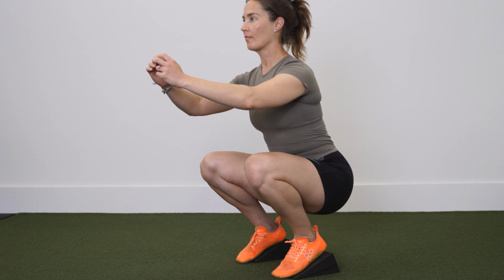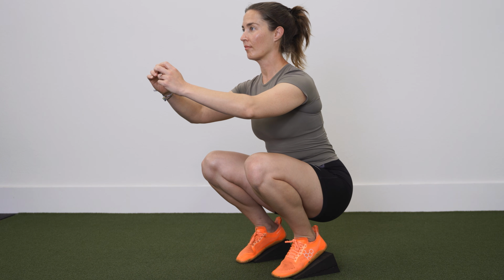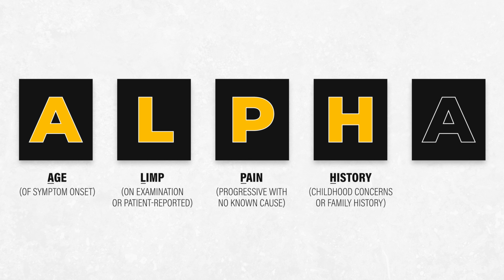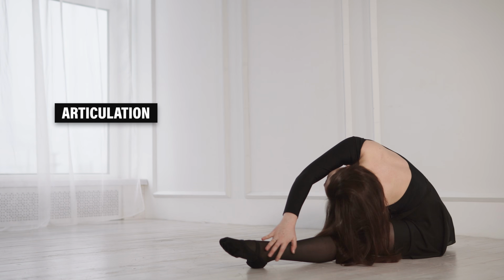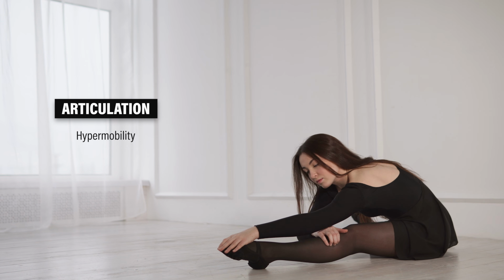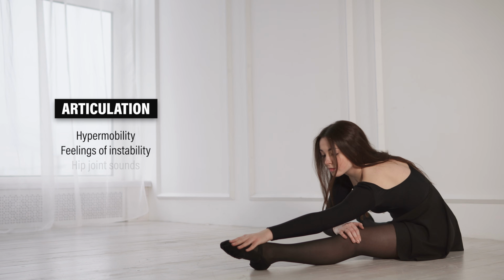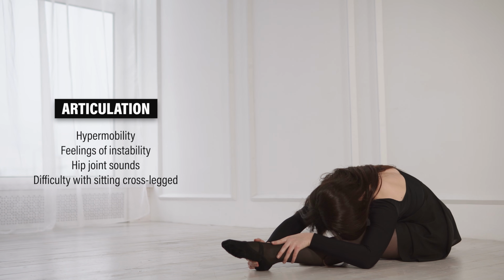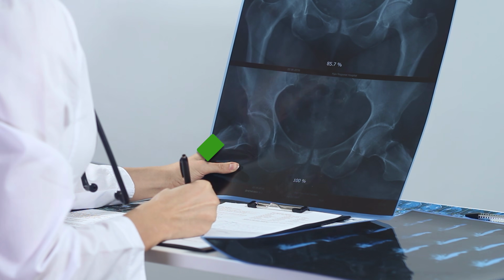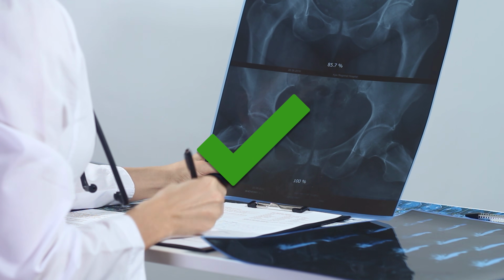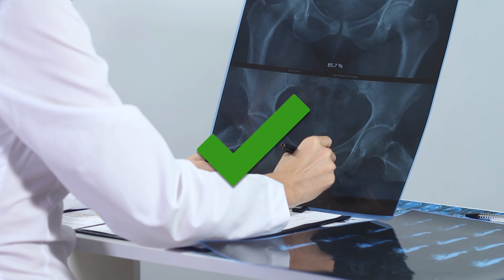Deep hip flexion is frequently problematic. H stands for history, such as any childhood hip concerns or a family history of hip issues. And A stands for articulation. Individuals will often report hypermobility, feelings of instability, hip joint sounds, and difficulty with sitting cross-legged. A combination of these features may warrant X-rays for further evaluation.